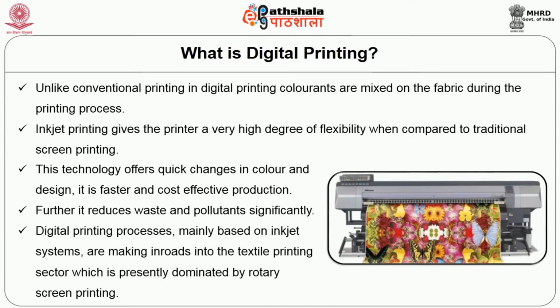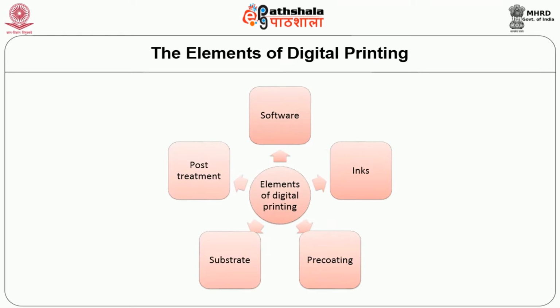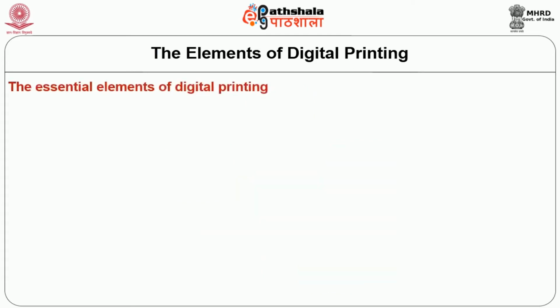Digital printing processes, mainly based on inkjet systems, are making inroads into the textile printing sector, which is presently dominated by rotary screen printing. When compared to conventional printing, in digital printing, pattern location is more precise, efficiency is high, and production cost is low. Color shifting is easy, change of design is easy and can be done in minutes. New pattern cost, waste and machine overhead are low. There is no limitation of design, high degree of ink purity, no thickeners are used, and color and pigment usage is minimum.